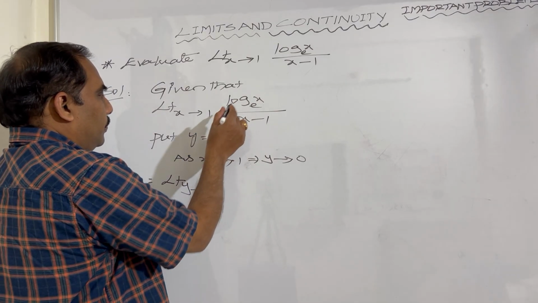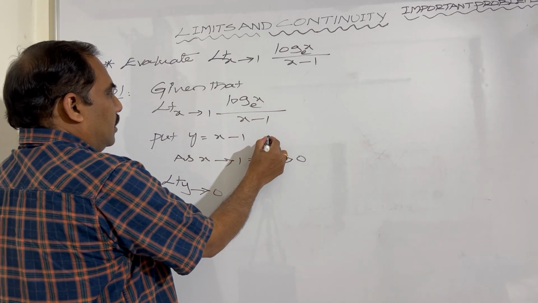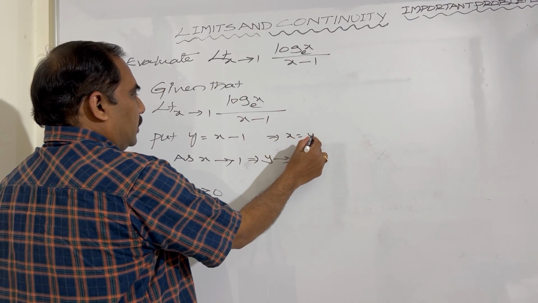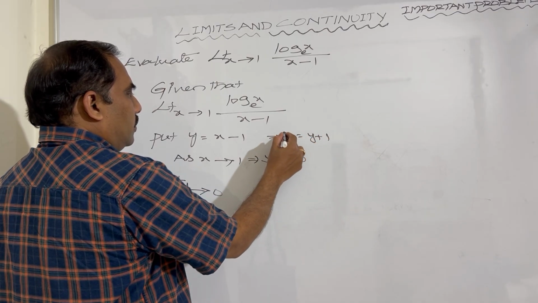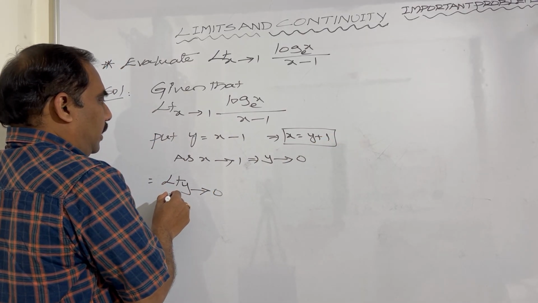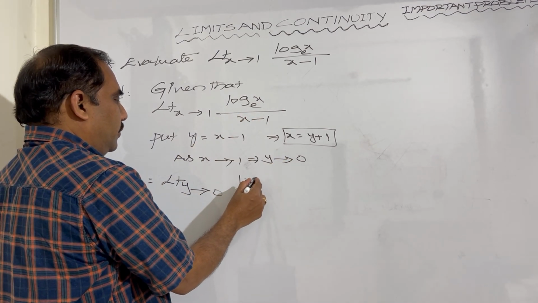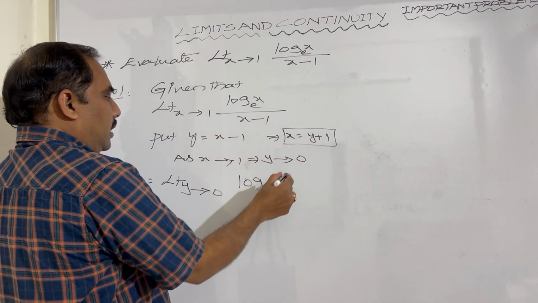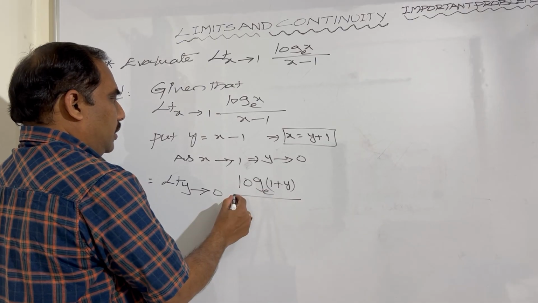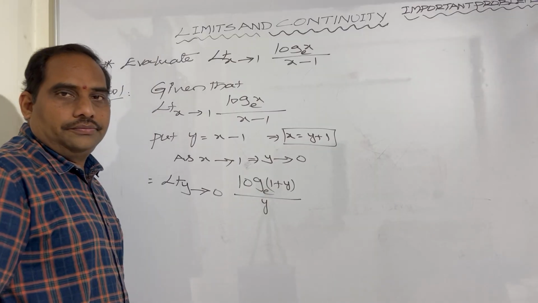And here when you take y is equal to x minus 1, from this x is equal to y plus 1, or 1 plus y. So now limit x tends to 1 becomes limit y tends to 0 of log of x, what is x here, y plus 1 or 1 plus y, base e, whole divided by this x minus 1 becomes y here.